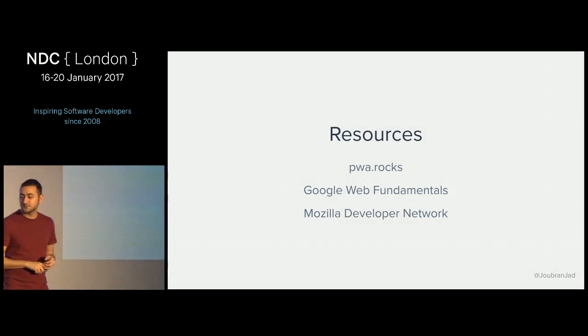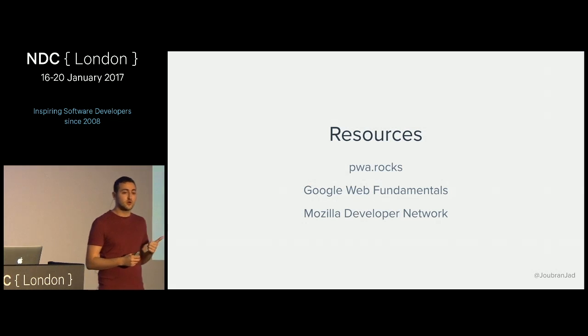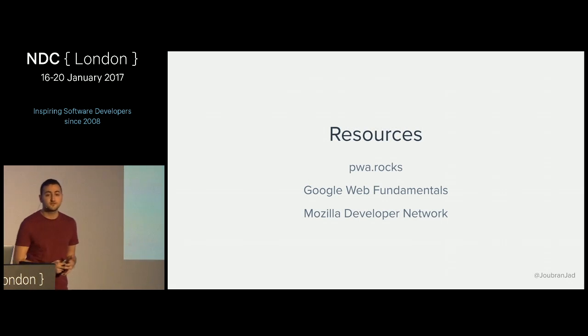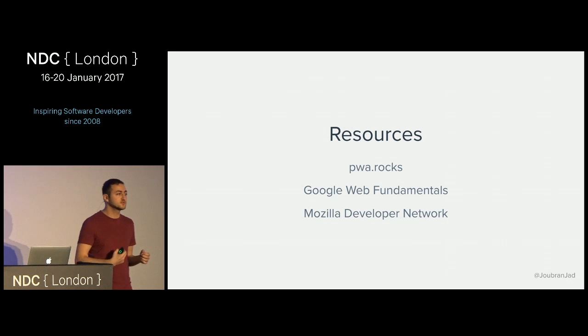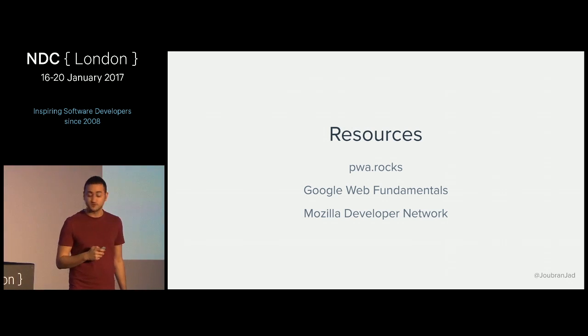All right, so those are the list of resources. You can take a look at other progressive web apps on pwa.rocks, which is managed by Opera developer relation teams. Google Web Fundamentals and Mozilla Developer Networks have excellent resources for progressive web apps, and especially service workers. So make sure to check them out.